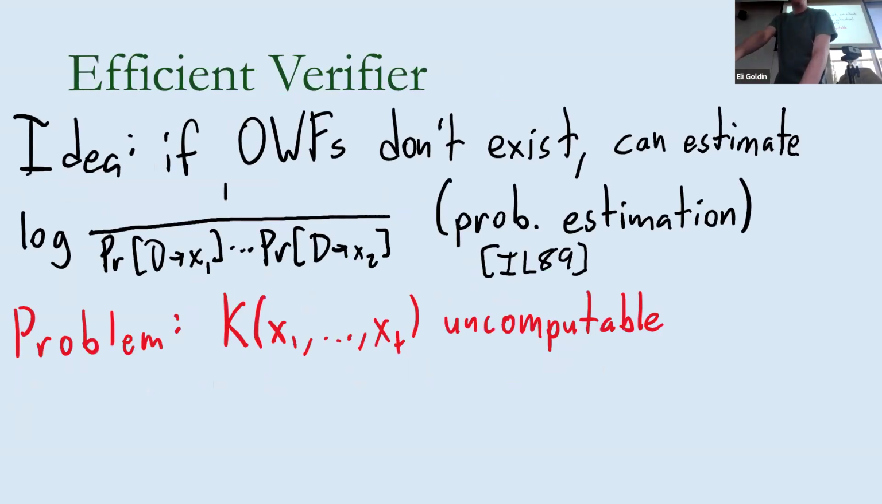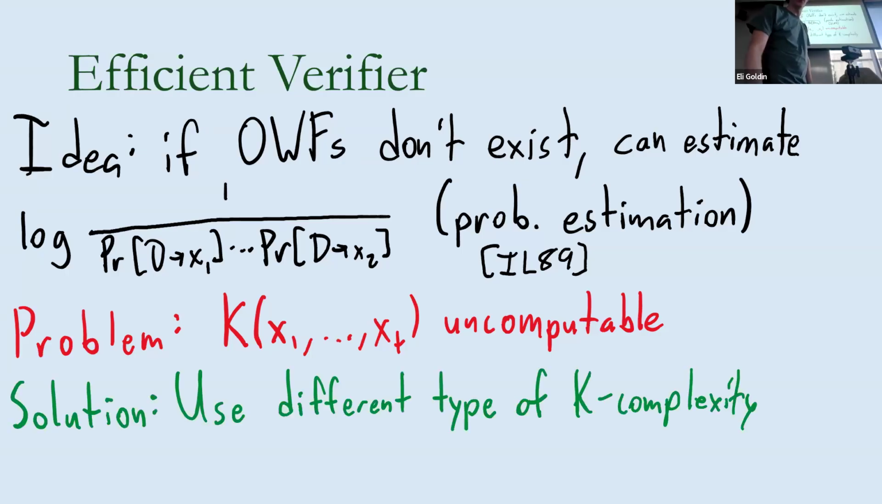Okay. So this is great. We can estimate the left-hand side of our verifier. We still need to estimate Kolmogorov complexity because it's uncomputable. That's not great. So what's our solution? We're going to swap out Kolmogorov complexity with a very, very related metric.